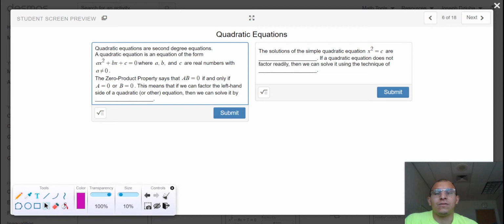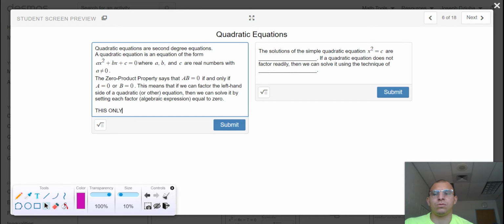So this means that if we can factor the left-hand side of a quadratic or another equation, i.e. a third degree, fourth degree, fifth degree function, then we can solve it by setting each factor equal to 0. And sometimes the factor might be one singular term. Typically, it's an algebraic expression equal to 0.